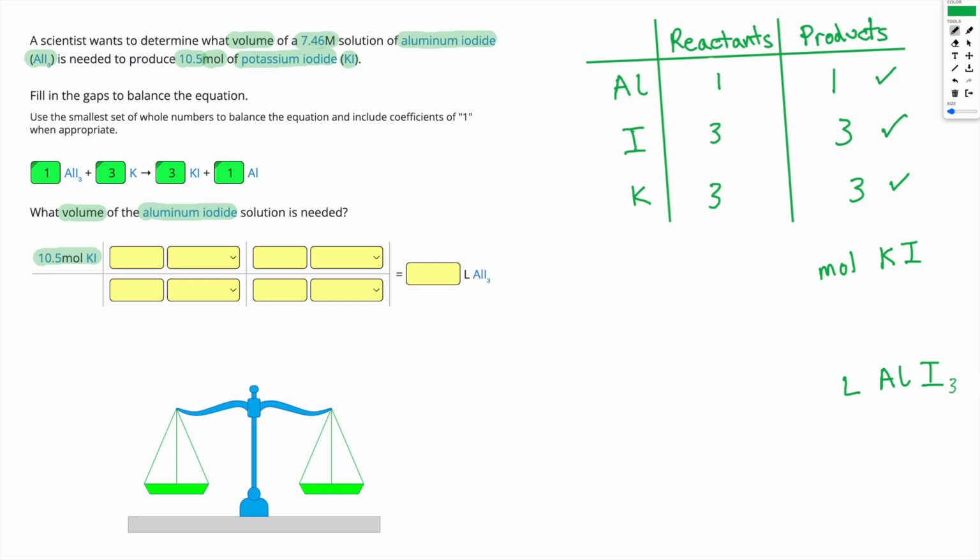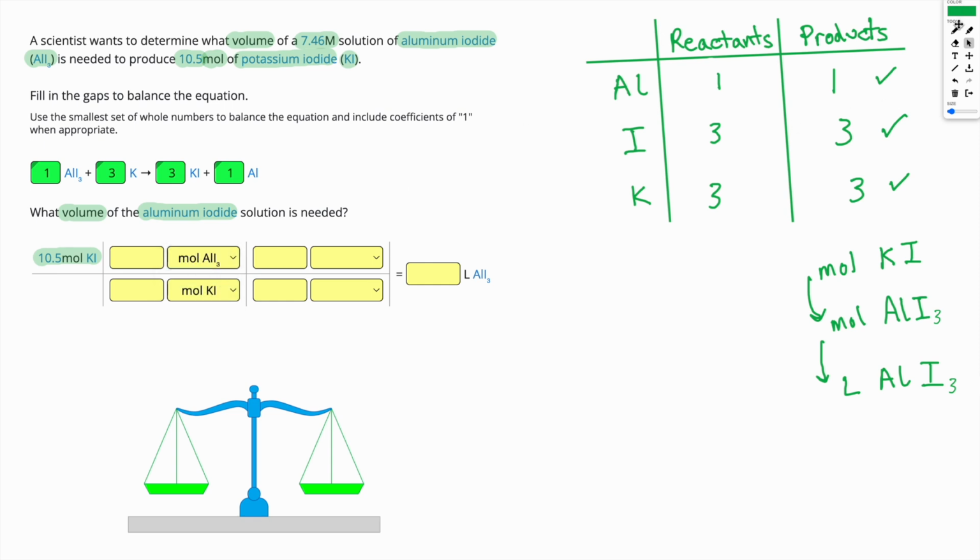So our first step is going to be converting from moles of potassium iodide to moles of aluminium iodide using our equation to find the ratio there. Then we're going to convert from moles of aluminium iodide into liters of aluminium iodide using the molarity, or in other words, the concentration given in the question. So those are going to be my 2 steps. So for my first step, let's go ahead and fill in our dimensional analysis table. We're going from moles of potassium iodide, KI, so that's on the bottom because it's going to cancel out, into moles of aluminium iodide, that's AlI3, that's on the top because we want to end up with that.